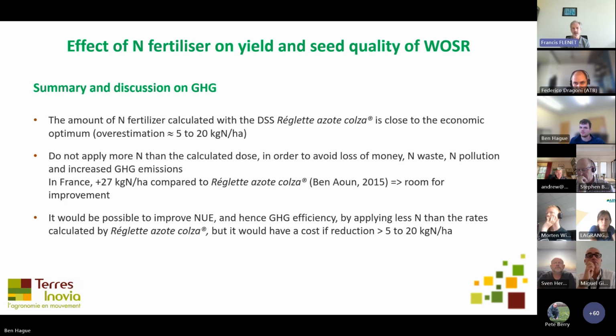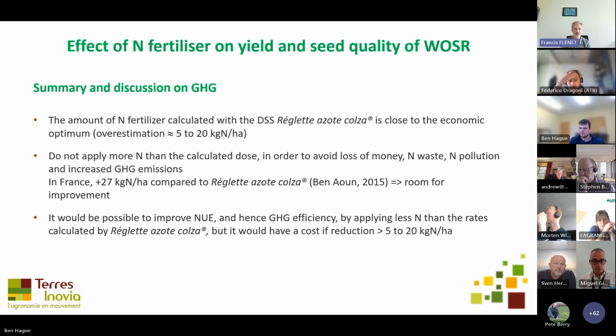Unfortunately, in France, in 2015, there was a 27 kilo nitrogen per hectare over-fertilization of winter oilseed rape compared to Reglet Azote Colza. And it's still the case, so there is still room for improvement. More improvement is possible.